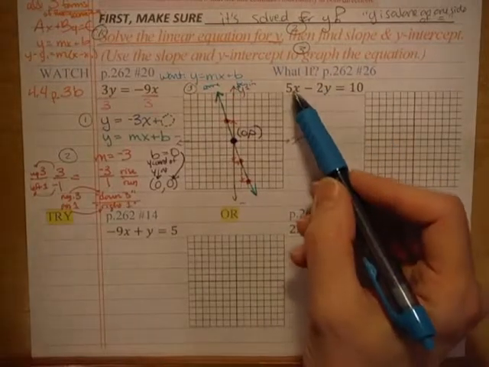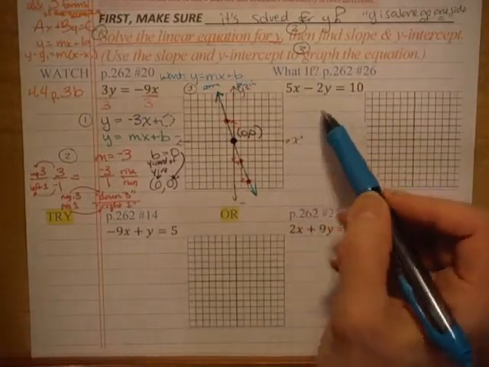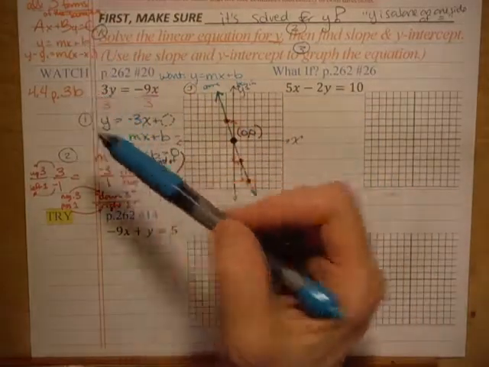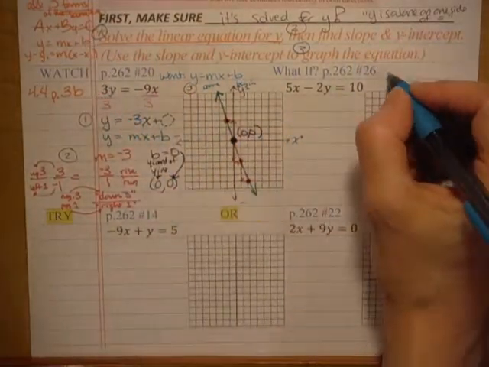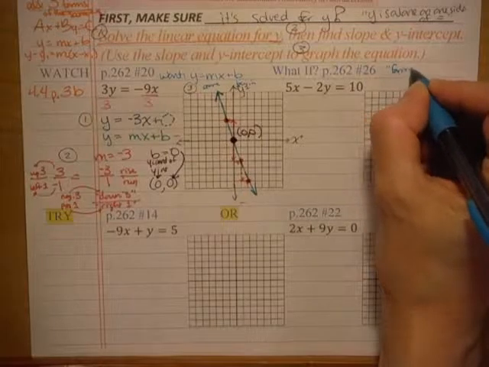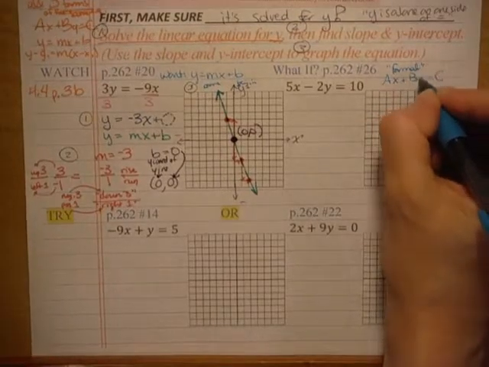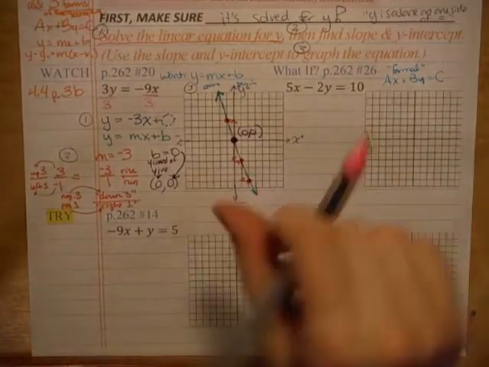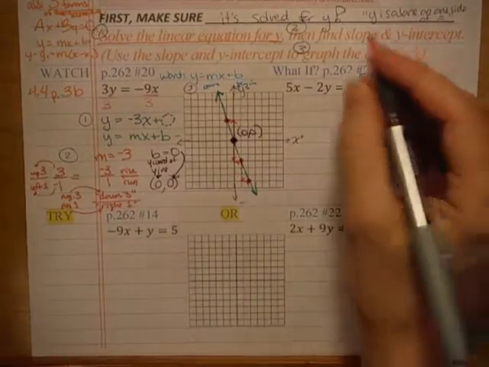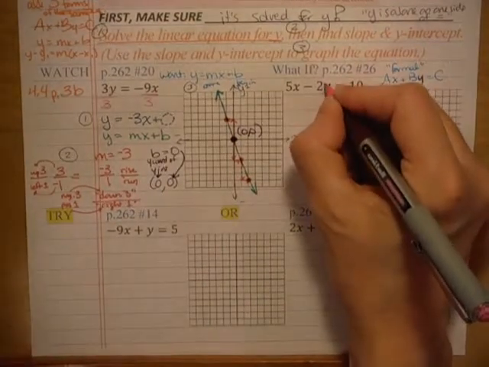What if it looks like this? 5x minus 2y equals 10. Remember how I said all 3 of these forms, it's just a rearrangement? This is actually the formal version. It's in ax plus by equals c form. Our goal is still to solve for y. We're going to get that y value all by itself.